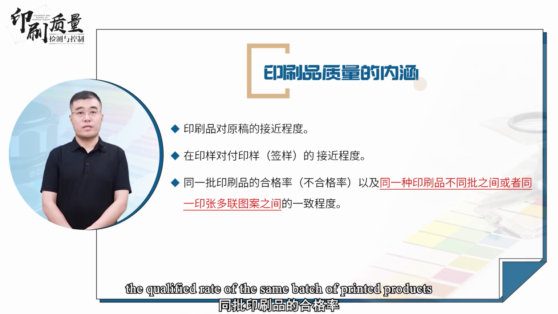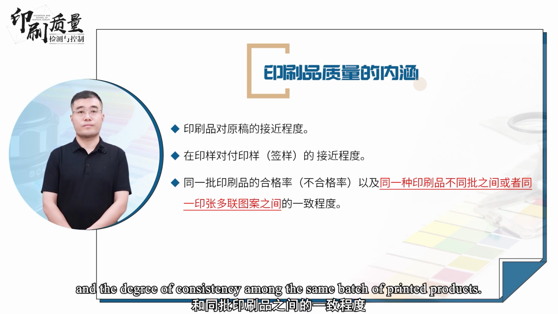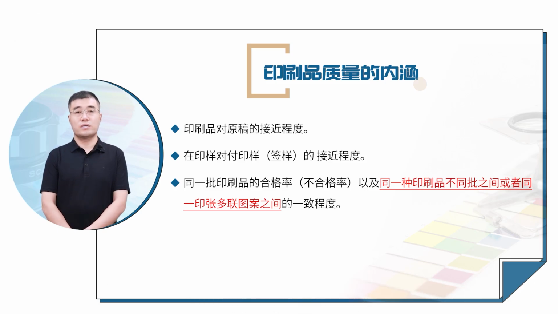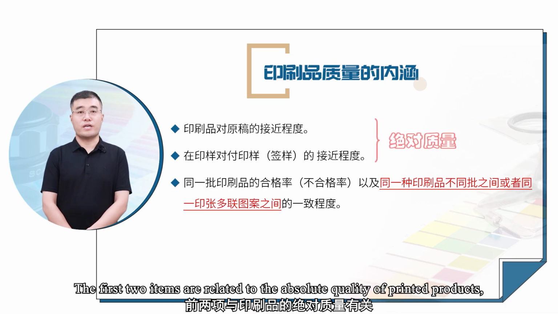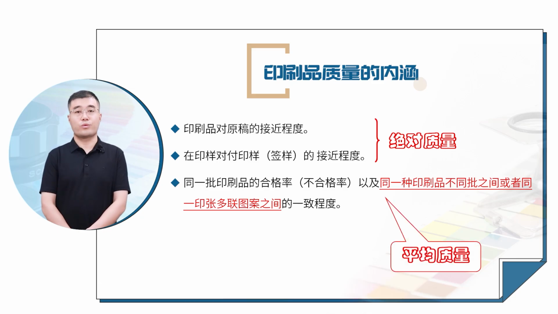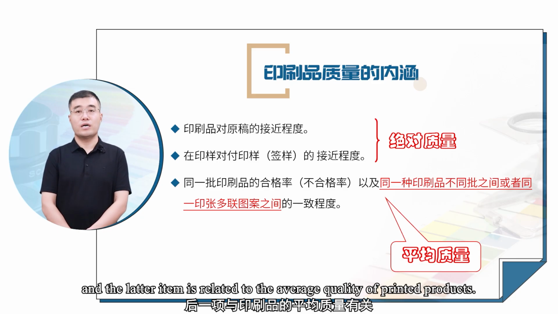Third, the qualified rate of the same batch of printed products, and the degree of consistency among the same batch of printed products. That is, whether the qualified rate of this batch of printed products meets the requirements. The first two items are related to the absolute quality of printed products, and the latter item is related to the average quality of printed products.